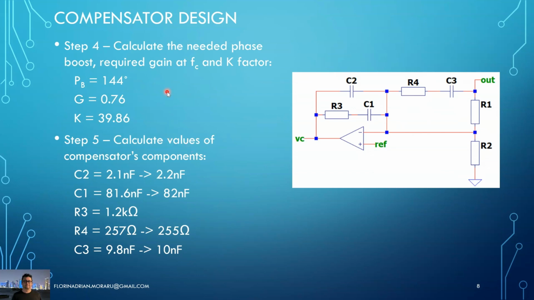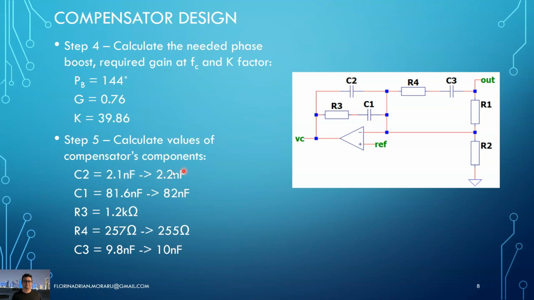Step number 4, we need to calculate the intermediate values like the required phase boost, the gain we need at the cutoff frequency, and especially the K factor. After we do this, the last step, step number 5, would be to calculate the values of the components. And here you can see for C2 I ended up with 2.1 nanofarads.